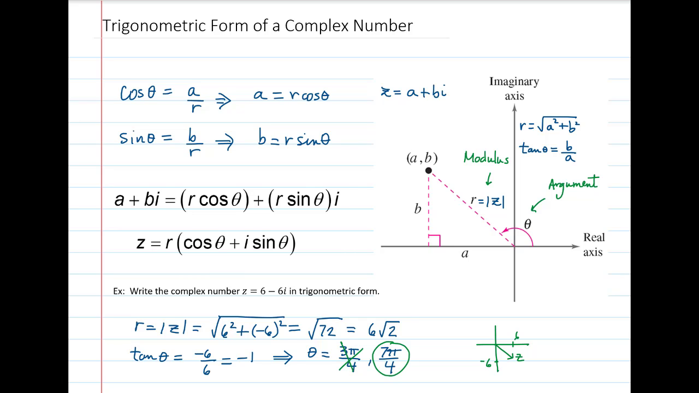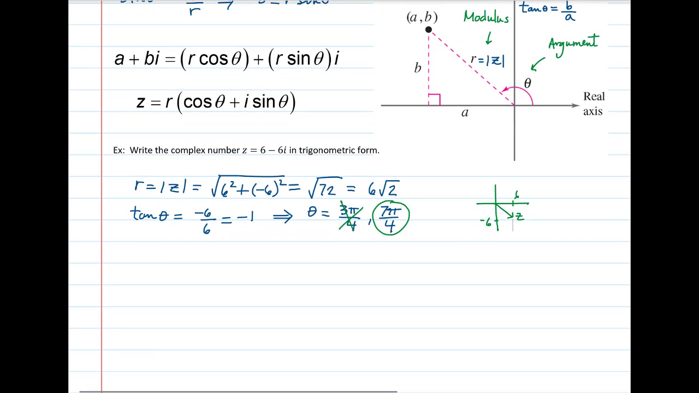Now, it doesn't matter which coterminal angle you choose. You could have picked negative pi over 4 if you had done the arctangent of negative 1. That would have given you negative pi over 4. You're going to have an infinite number of angles that work for the argument. You just got to make sure that you pick the right quadrant, right? You don't want an argument that is not in the right quadrant where the complex number is.